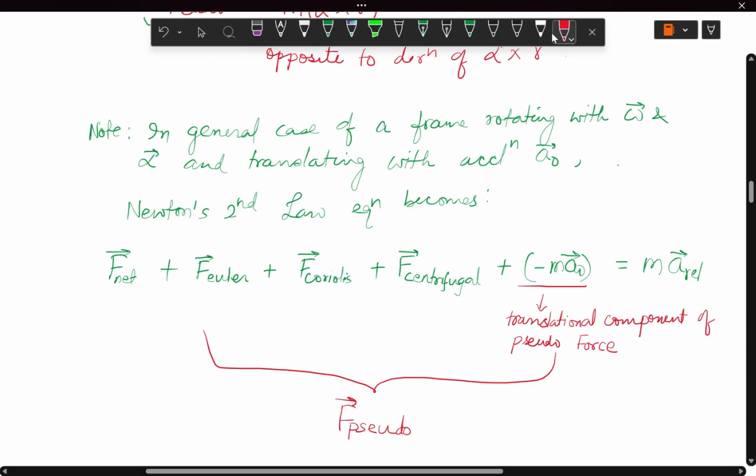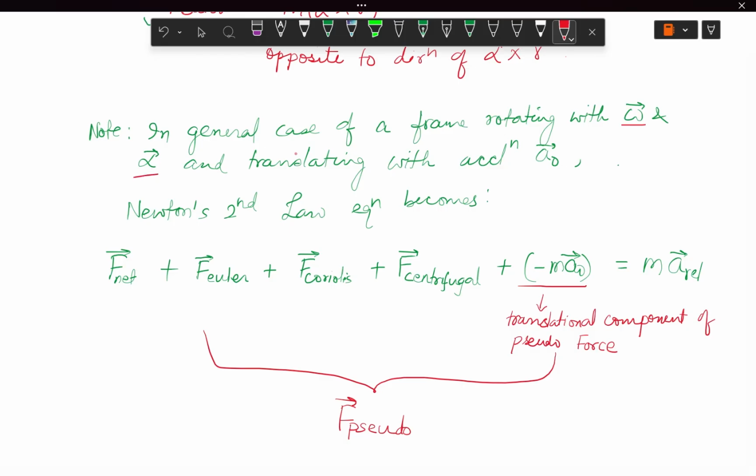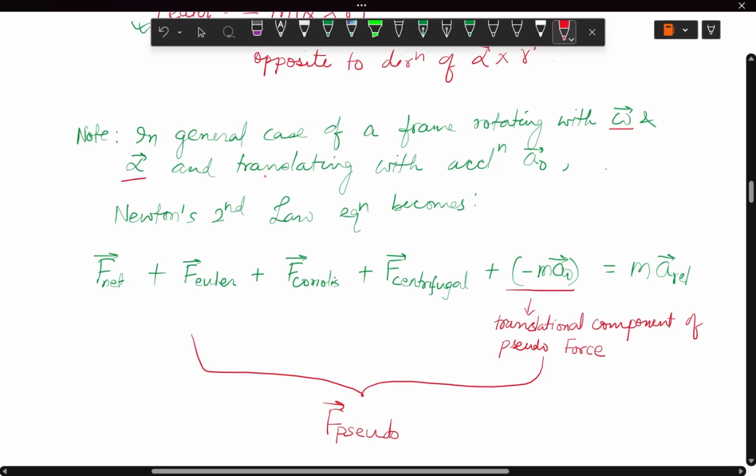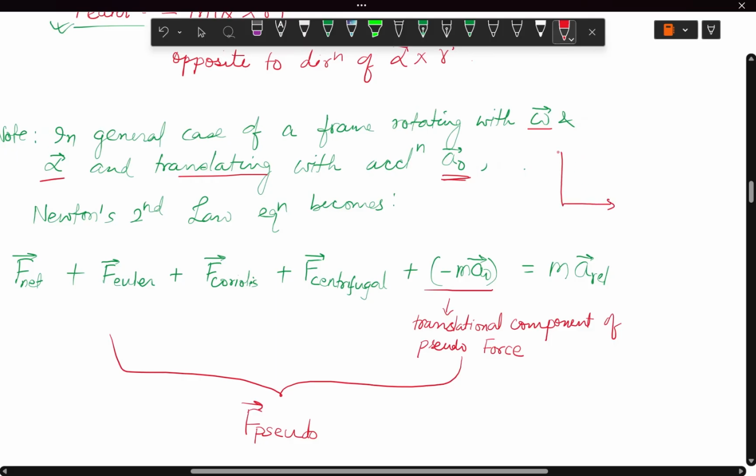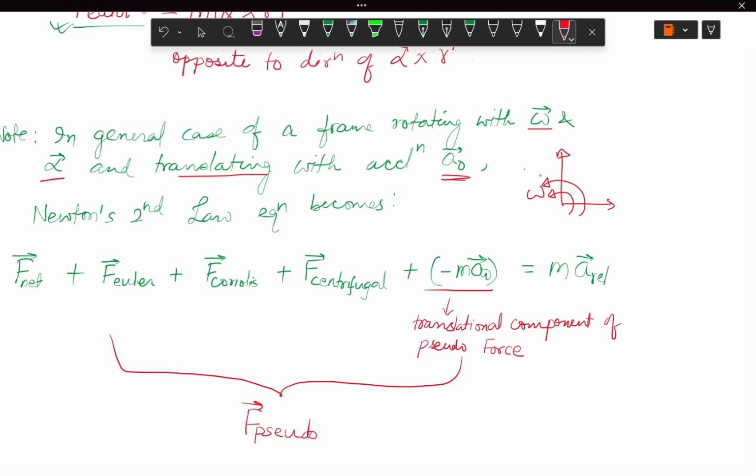Now, in general, if the frame is rotating with omega and alpha, and as well is translating with acceleration a naught. For example, this frame is rotating with angular velocity omega and angular acceleration alpha, and let's say this frame is also translating in some direction with acceleration a naught vector.